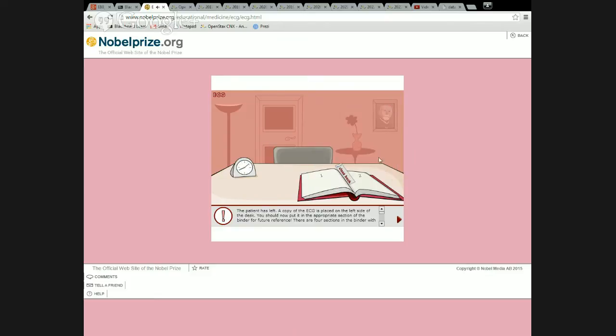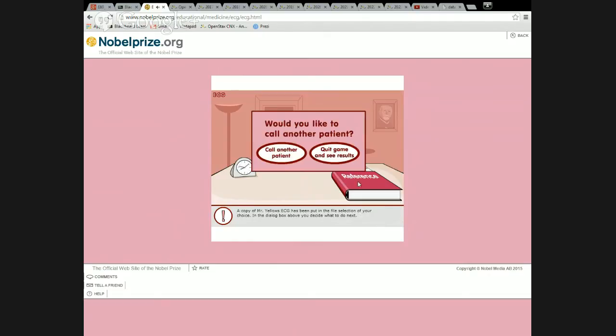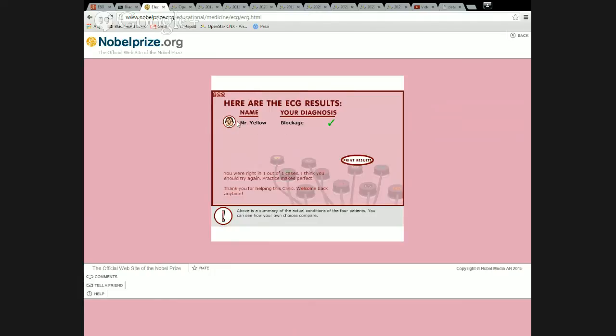You can close the book if you want to, but you don't need to. Hit the arrow to go on, and you have the choice of either calling one of the other patients, which will take you back to the list of patient names and the intercom button, or you can quit the game and see your results. So we only did one patient, but Mr. Yellow we diagnosed with a blockage, and we get a green check mark, which means that we're correct. If you get it wrong, you'll have a red X there.